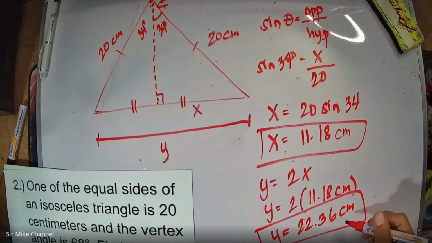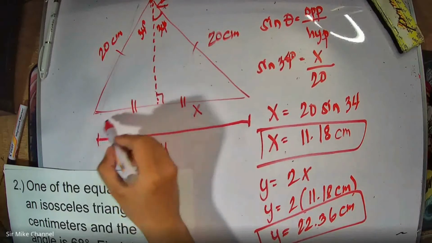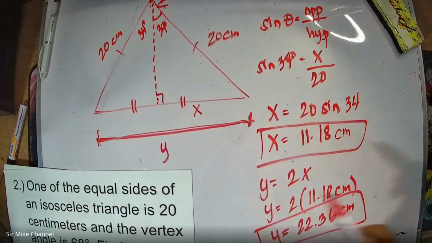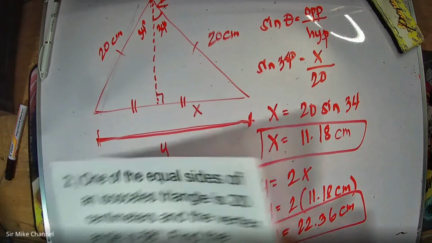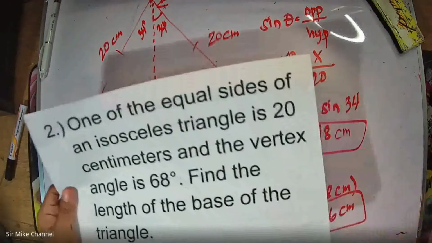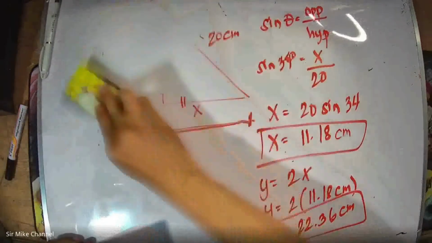22.36. This is the length of the base. Ito yung length natin, kabuuan of the triangle. Okay, so that is for example number 2. How about number 3?